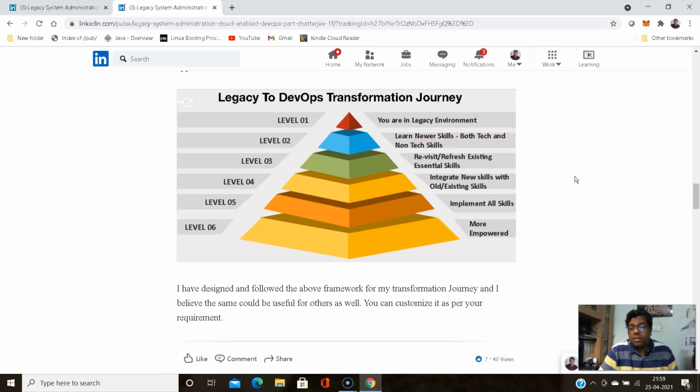And level 5 is the implementation. Whatever you learned so far, you need to implement it in your solution, in your environment, wherever possible. Then level 6: now you are more empowered, but the journey does not end here. At this stage you are in a better shape than before, so now you need to plan for further upgradation.